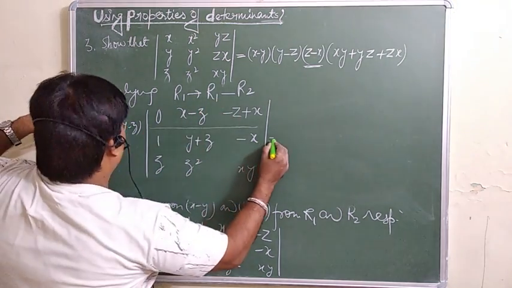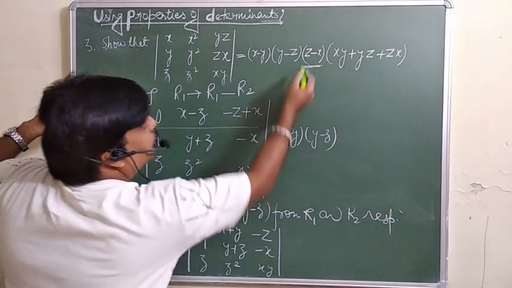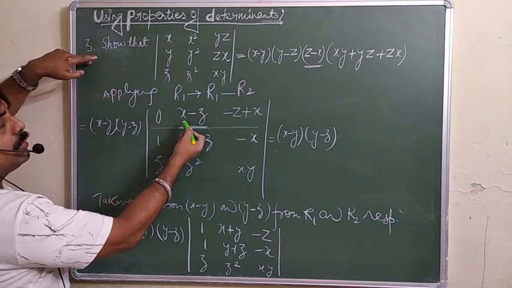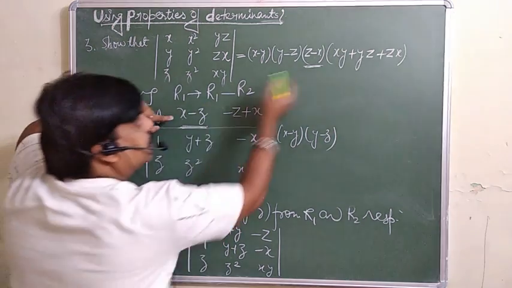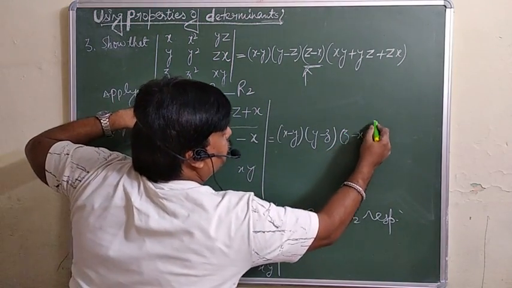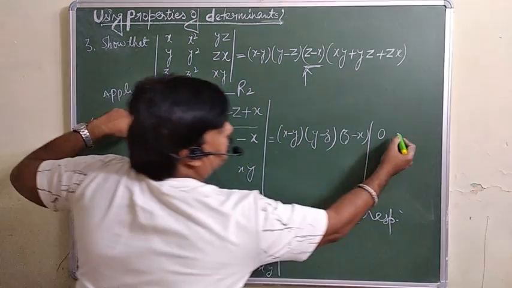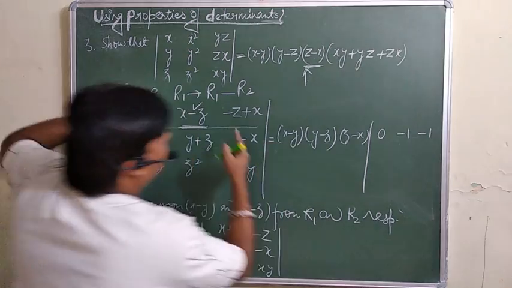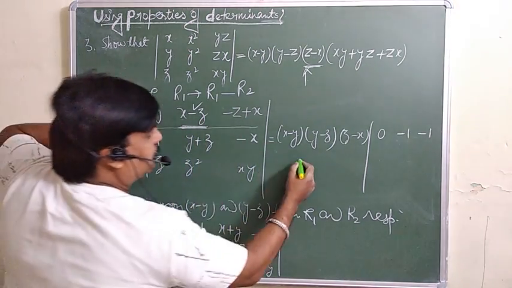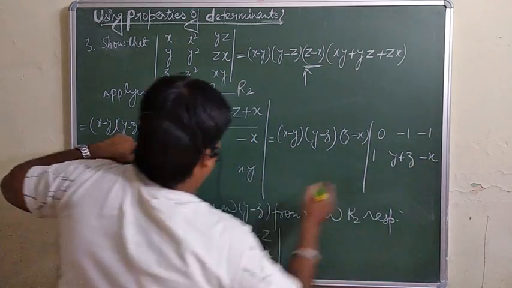So what you will get here now is x minus y, y minus z. Keep your eyes here. We can take out x minus z as common, or z minus x. So I am taking z minus x as common, and the sign will change here. Here you will get 0, here minus 1, and here also minus 1, because I am taking z minus x common. Here it will remain as it is, 1, y plus z minus x, and this is z, z square and xy.